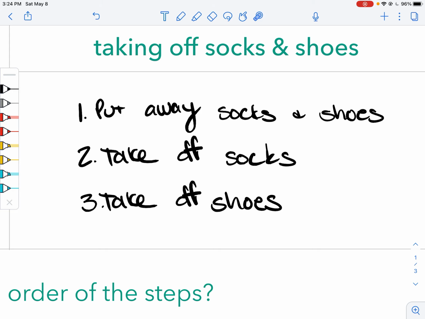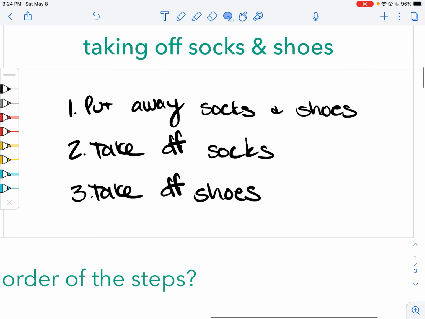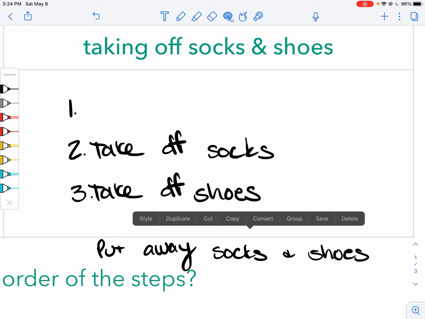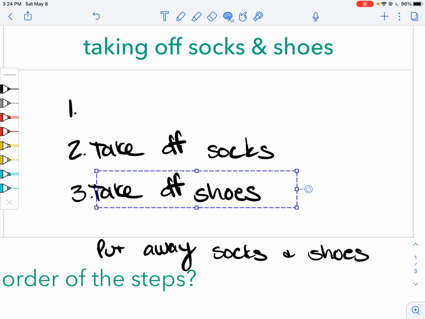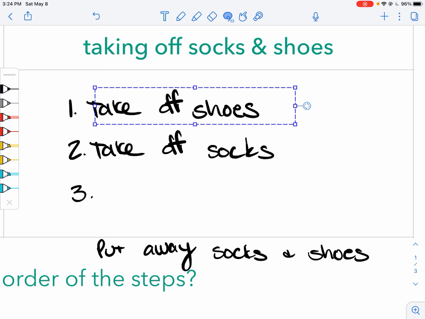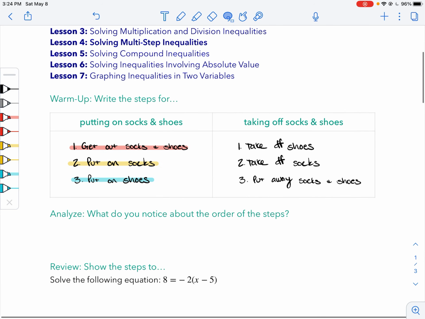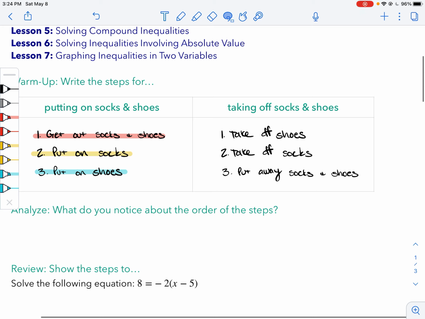No, and I can't even take off my socks before I take off my shoes, so I need to rearrange these a little bit. The very last thing I'm going to do is put away my socks and shoes. And before I can even take off my socks, I need to take off my shoes. So notice what we're doing here. What was our first step, getting out our socks and shoes, becomes our last step. Putting them away comes last.